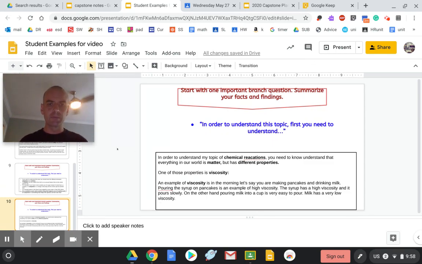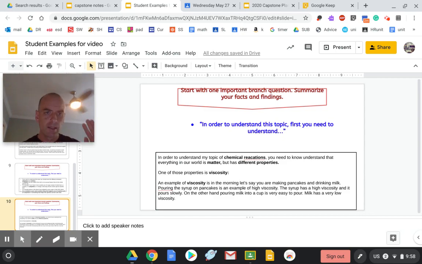Finally, Lily. In order to understand my topic of chemical reactions, you need to understand that everything in our world is matter, but has different properties. One of those properties is viscosity. An example of viscosity is in the morning, let's say you are making pancakes and drinking milk. Pouring the syrup on pancakes is an example of high viscosity. The syrup has a high viscosity and it pours slowly. On the other hand, pouring milk into a cup is very easy to pour. Milk has a very low viscosity.